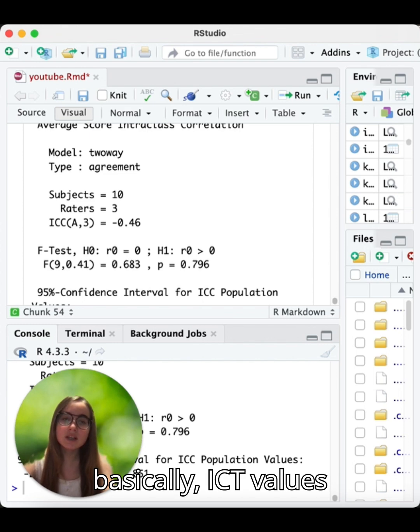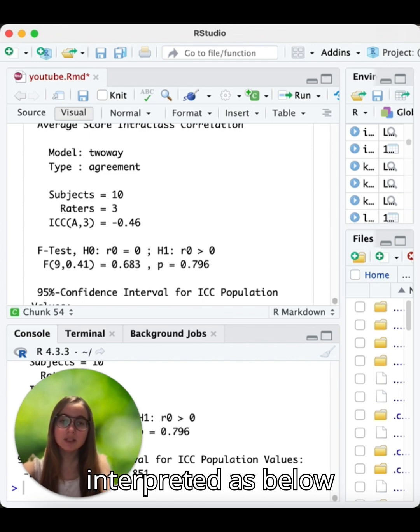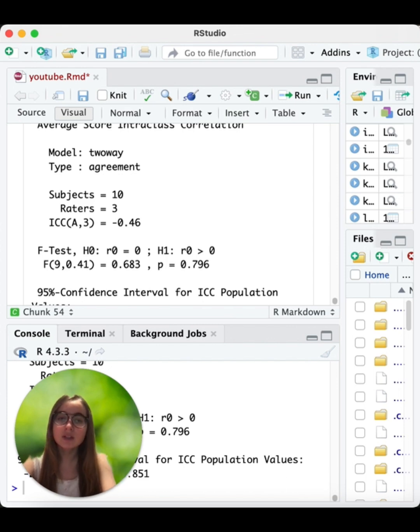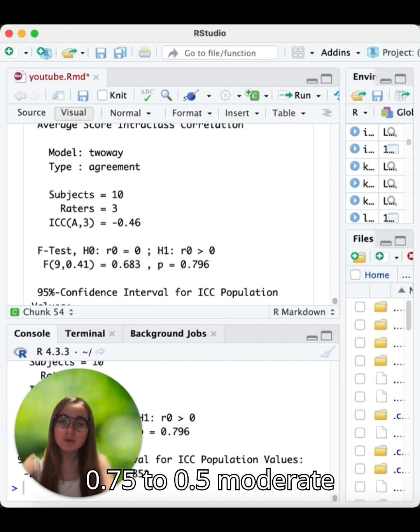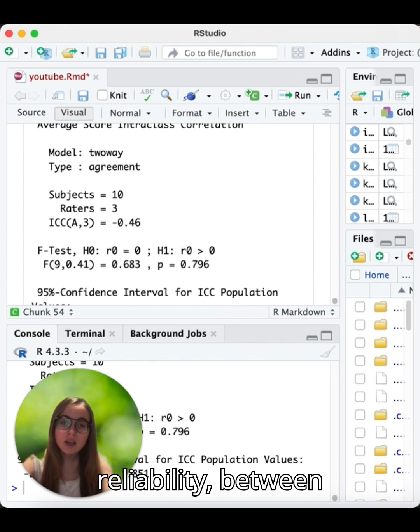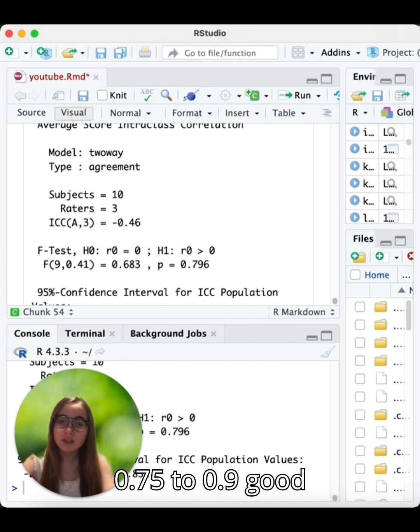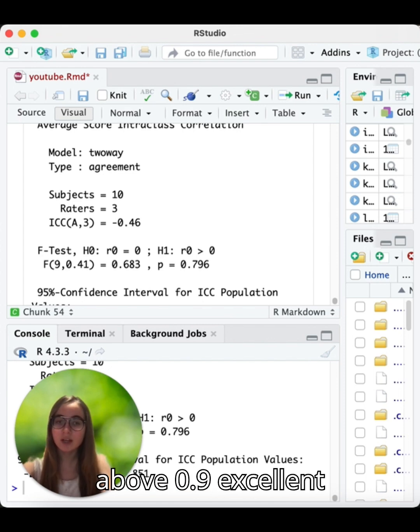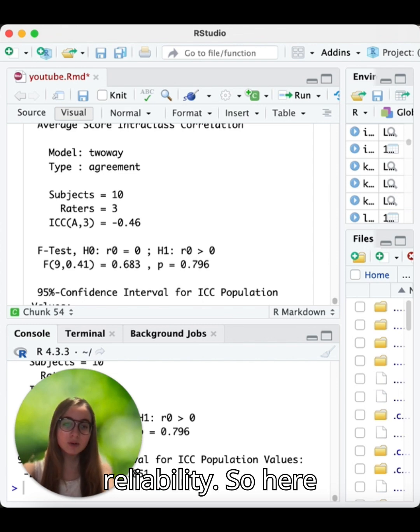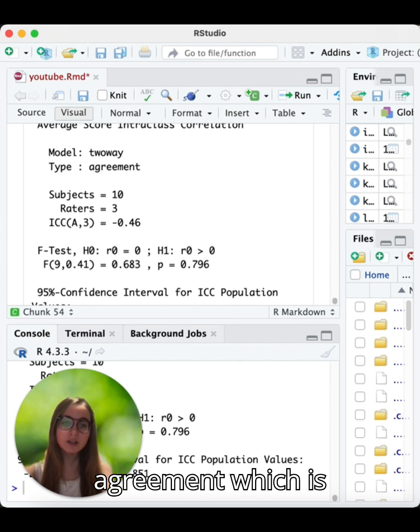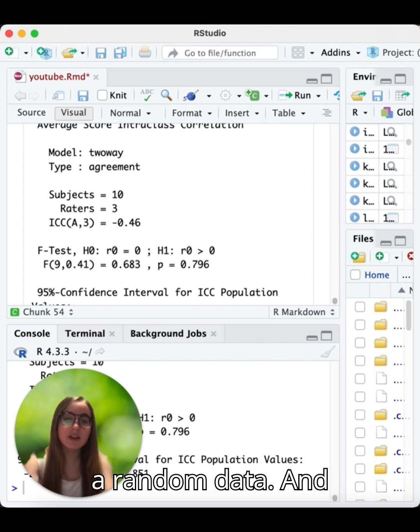So basically, ICC values can normally be interpreted as: below 0.5 poor reliability, between 0.5 and 0.75 moderate reliability, between 0.75 and 0.9 good reliability, and above 0.9 excellent reliability. So here it's extremely poor agreement, which is expected because it's random data.